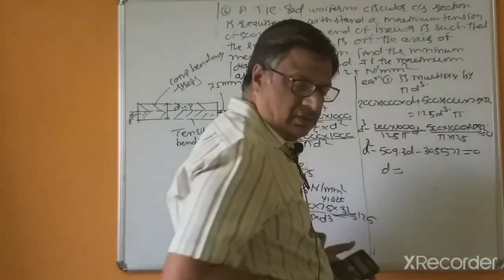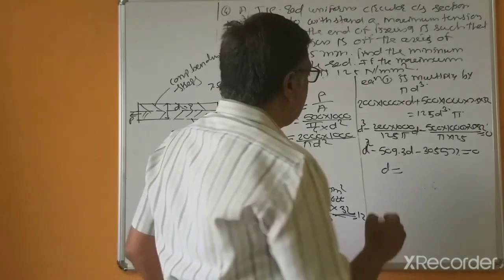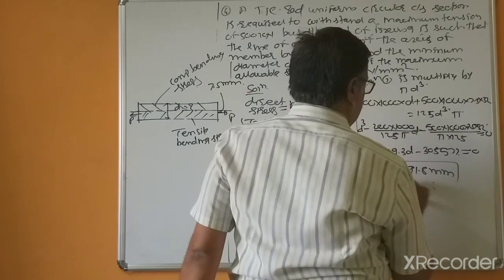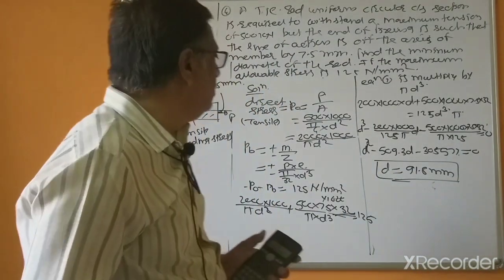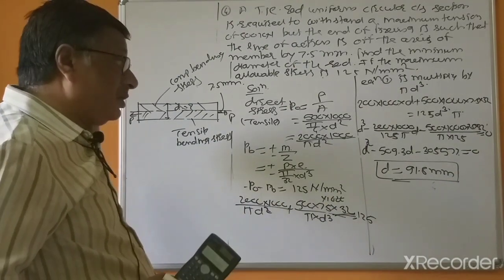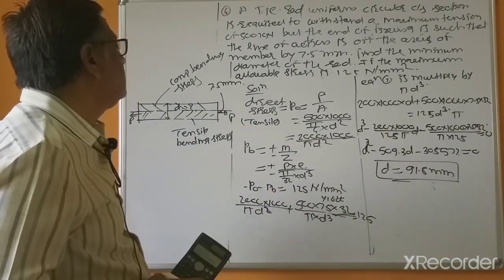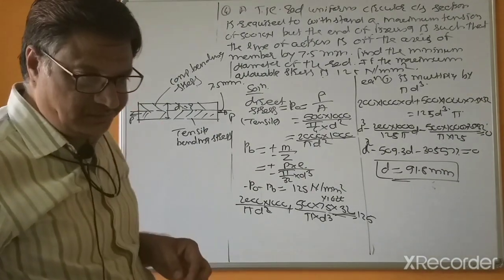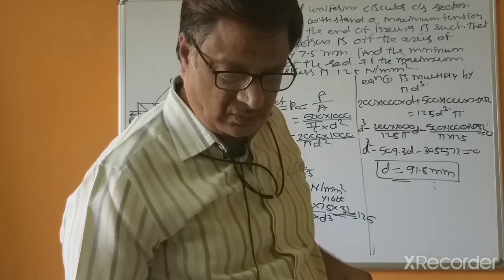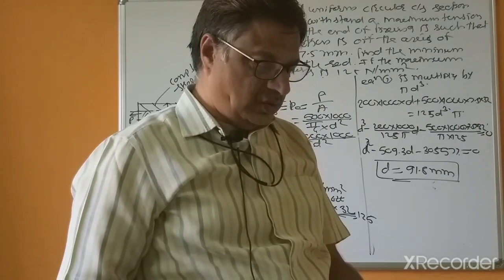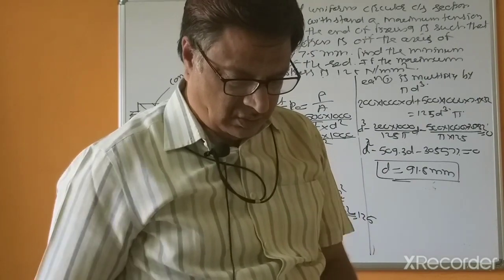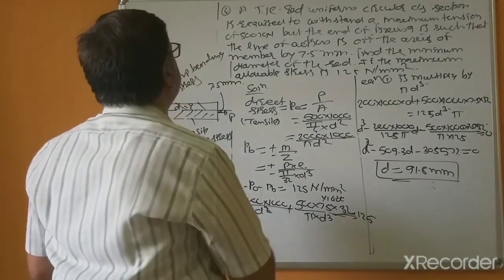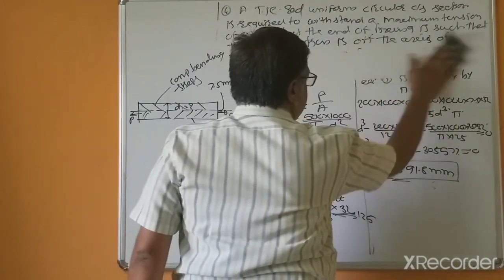You will get d equal to 91.8 mm. I think this is 1 plus and 2 minus. So the maximum eccentricity that is allowed is 91.8. This is the fourth problem. Now the last problem, students.